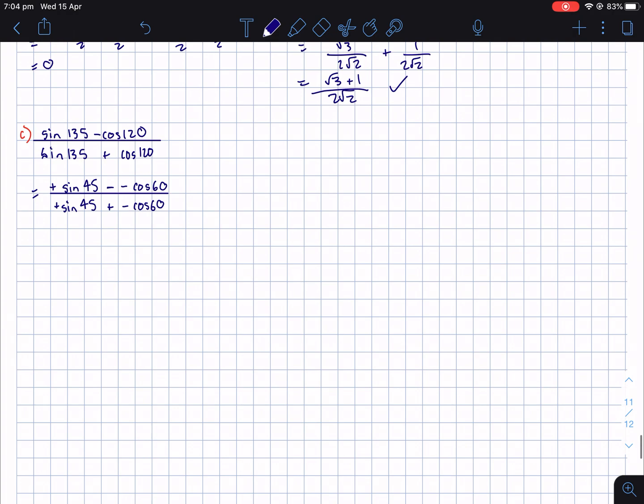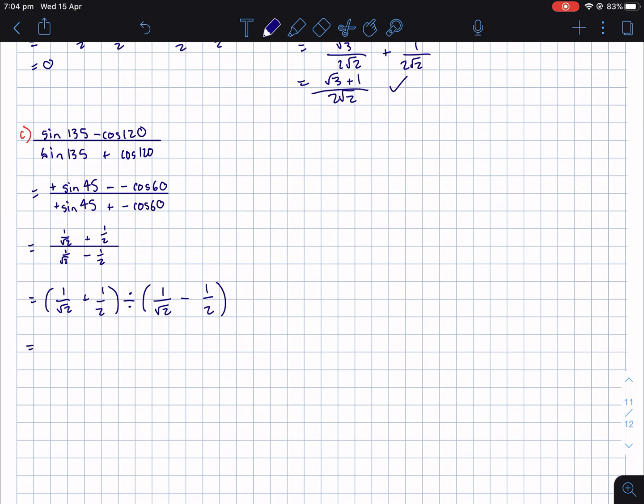Okay, so sine 45 was 1 on root 2 plus, because minus minus is plus, cos 60, which was 1 on 2, over 1 on root 2, take 1 on 2. Now I'm just going to rewrite this as 1 on root 2 plus 1 on 2 divided by 1 on root 2 take 1 on 2. We can't do our normal trick. We can't just chuck the bottom of the thing on the bottom because there's a minus in there.